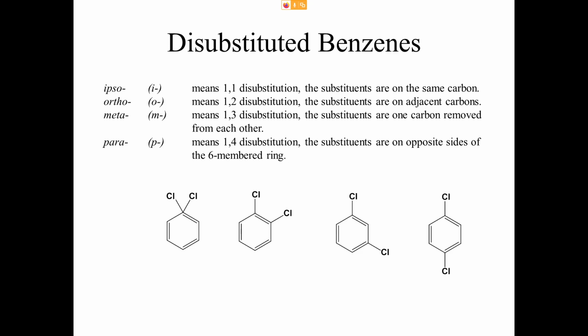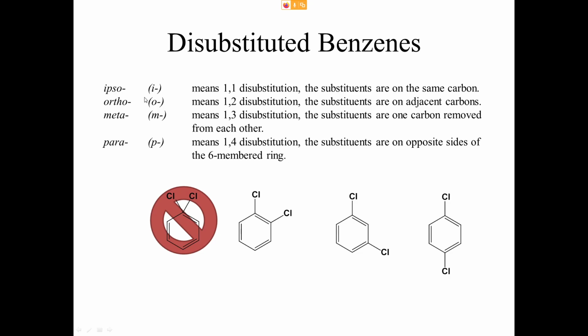The first one. Why not? Because it has more than 4 bonds. This carbon in this drawing has 5 bonds, which is not possible, so this will not happen. We can't do that. So these are the only 3 arrangements of 2 things on a benzene.